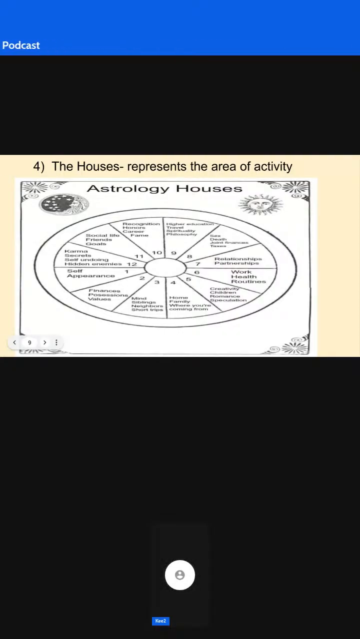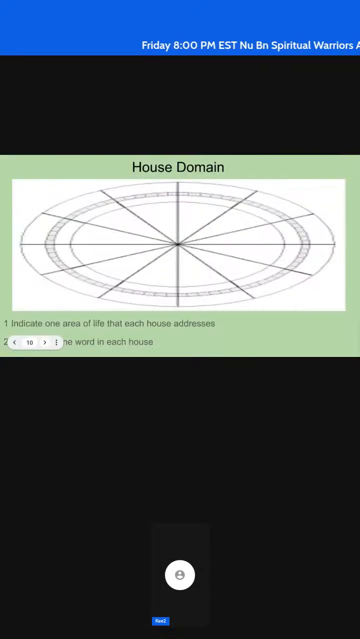The second house, the domain of the second house is finances, possessions, values. Learn what each house represents as far as the area of life that it addresses. And you're moving a little deeper and a little further. Indicate one area of life that each house addresses. So put in one word for each house.